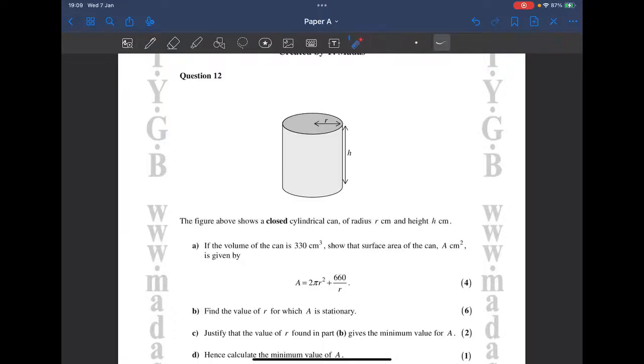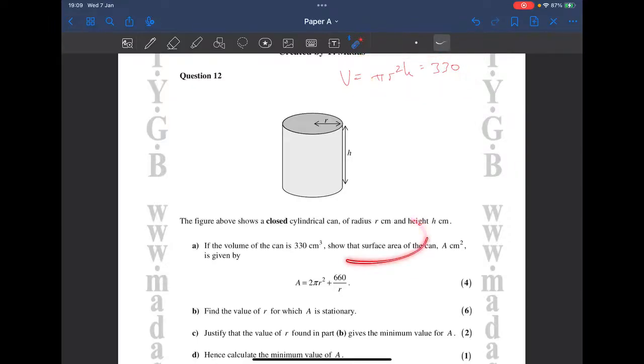So what have we got now? We have some closed cylindrical can, radius r, height h. The volume of the can is 330. So the surface area is given by this lovely looking thing. So volume of a cylinder, we need the cross-sectional surface area, pi r squared, times by the height or the length, which is just h in this case. And we know that's 330.